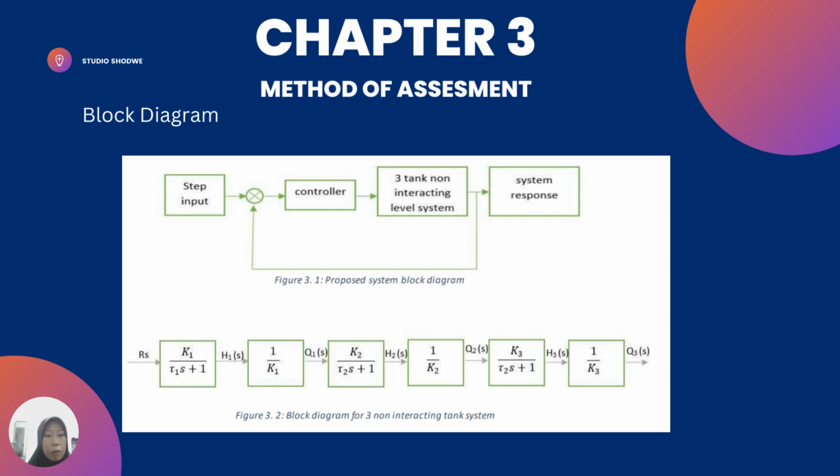This is our block diagram. First is the step input, and then it goes to the controller. After that, the three-tank non-interactive level system, and it goes back. The last one is the system response. The upper one is the block diagram for our proposed system, and the one below is the block diagram for the three non-interacting tank system.